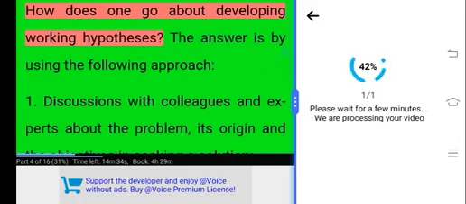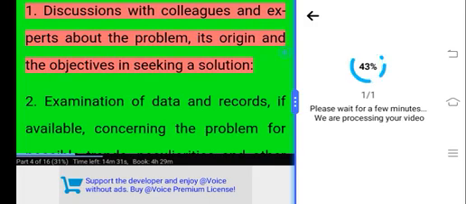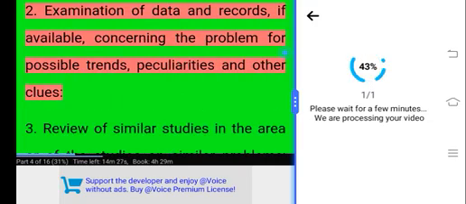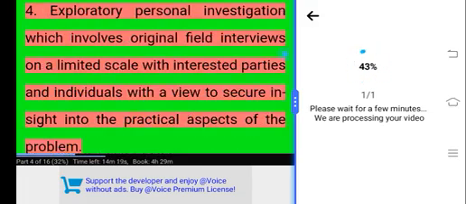How does one go about developing working hypotheses? The answer is by using the following approach. 1. Discussions with colleagues and experts about the problem, its origin and the objectives in seeking a solution. 2. Examination of data records, if available, concerning the problem for possible trends, peculiarities and other clues. 3. Review of similar studies in the area or of the studies on similar problems, and 4. Exploratory field investigation which involves original field interviews on a limited scale with interested parties and individuals with a view to secure insight into the practical aspects of the problem.